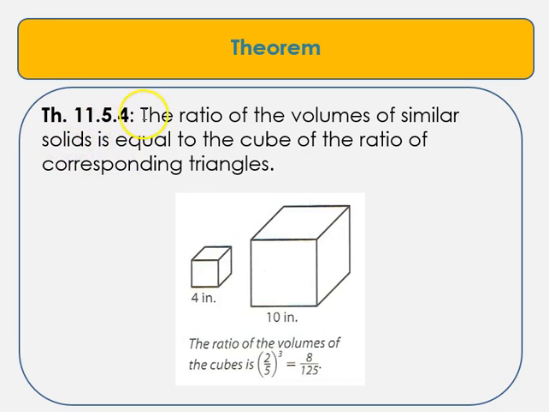Theorem 11.5.4: the ratio of the volumes of similar solids is equal to the cube of the ratio of corresponding sides. You won't have too many problems like this, but the ratio of the volumes of the cubes is 2/5 cubed. The 2/5 comes from taking 4/10 and reducing it to 2/5, and cubing it, and this is what our ratio is, 8/125.